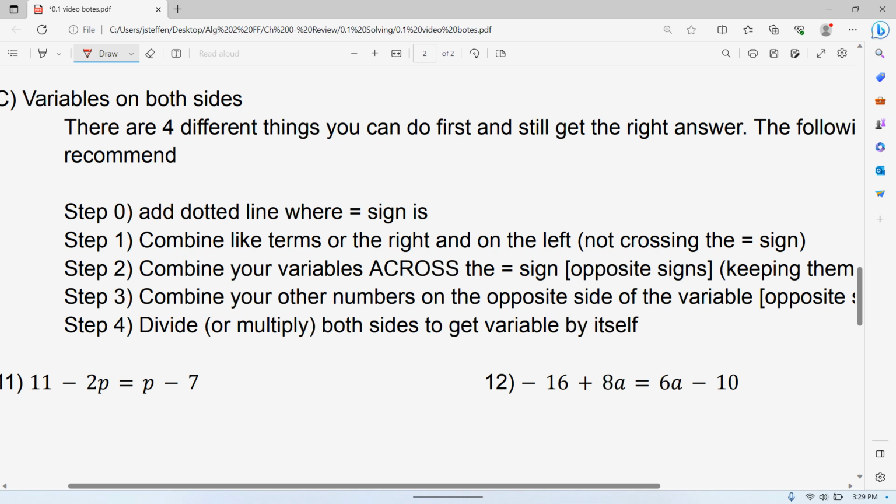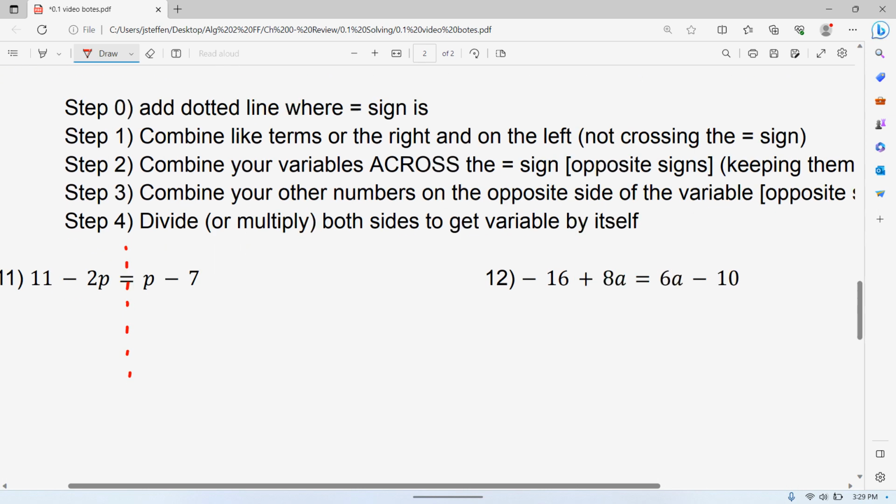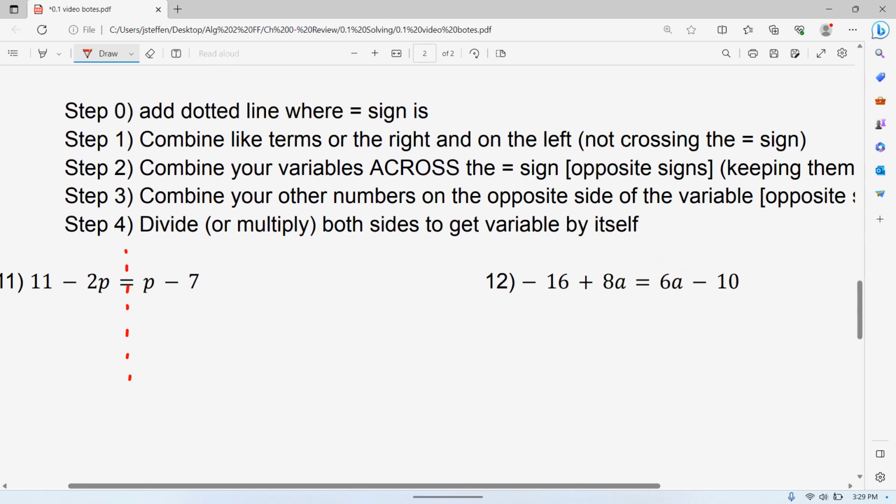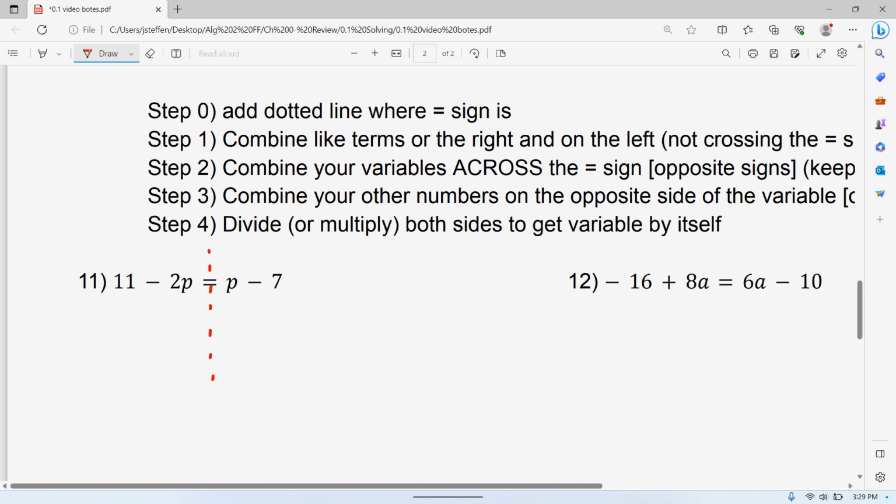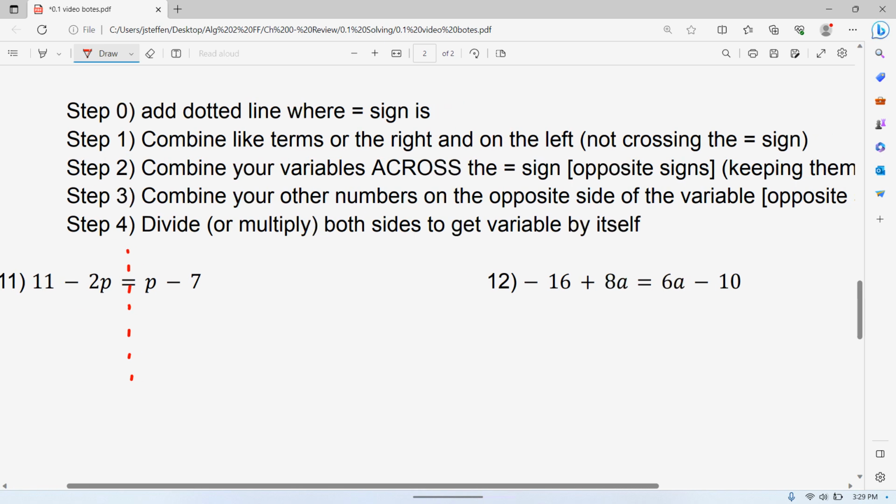So the very first step is step 0, and that's to put a dotted line right here. You don't actually have to do that. That's why I put it as step 0. But I know a lot of students find the benefit to that. So the very first step is combine like terms on the right and left side. We're not crossing the equal sign. So there's no like terms to combine here, so we don't have to do that step. So go ahead and skip to step 2.